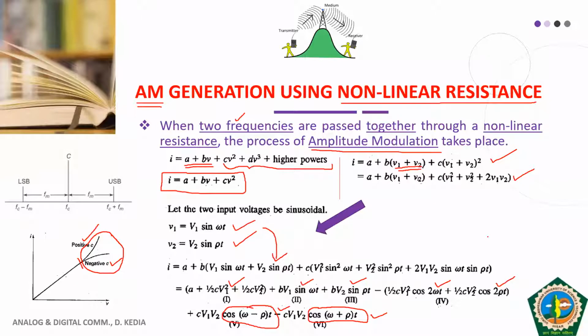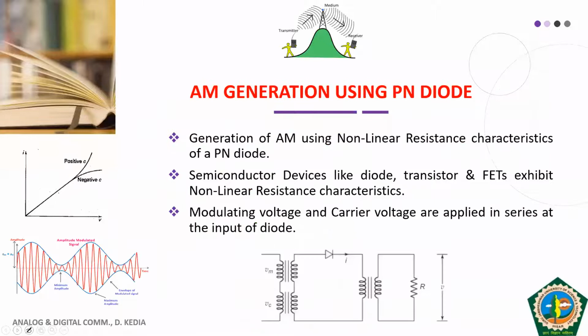So students, this is conceptually how we generate amplitude modulation using non-linear resistance. Now let us move forward. So this is the actual circuit diagram through which we generate amplitude modulation. And students, we need to basically correlate whatever we discuss mathematically with our concept.